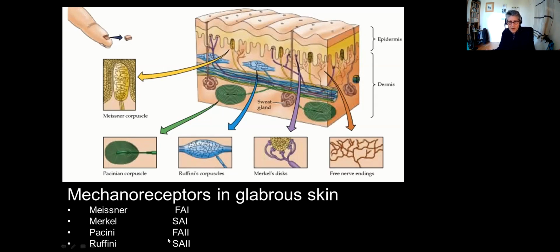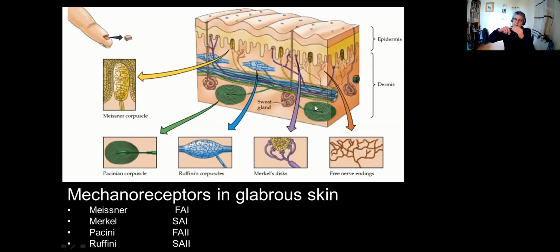I'll tell you what those all do and what they all mean, but they're also associated with these abbreviations, which I'll explain on the next slide. You'll notice that these are all encapsulated. So here is the actual nerve leaving the capsule, okay? But they're an encapsulated ending. And importantly, they can be either superficial, close to the skin surface, like the Meissner and the Merkel, or they can be deep, like the Pacini and the Ruffini.